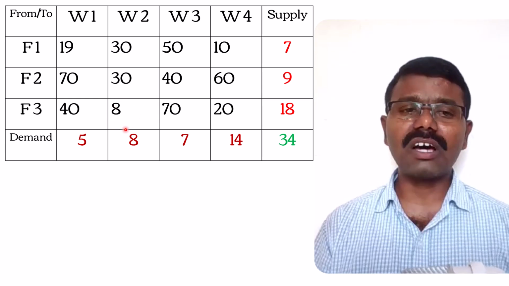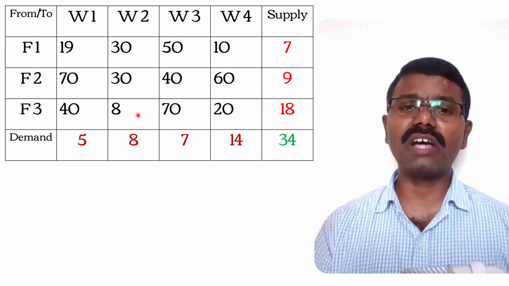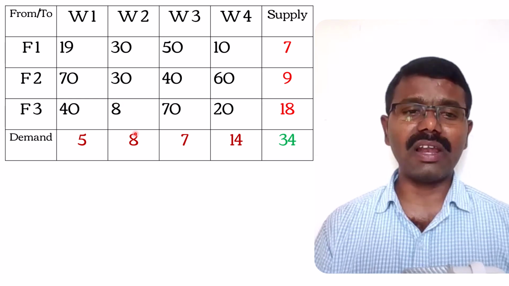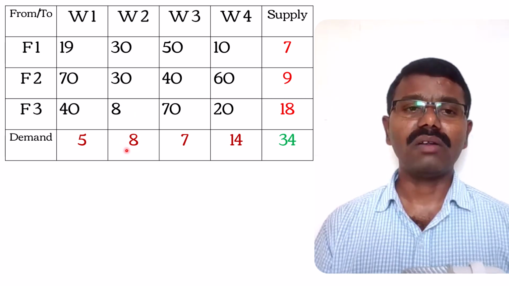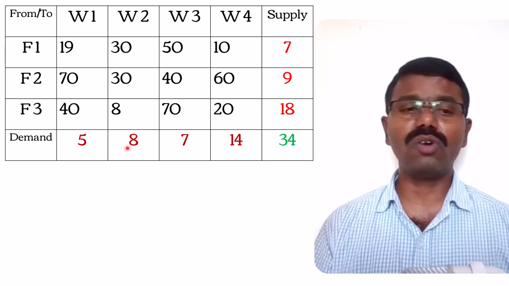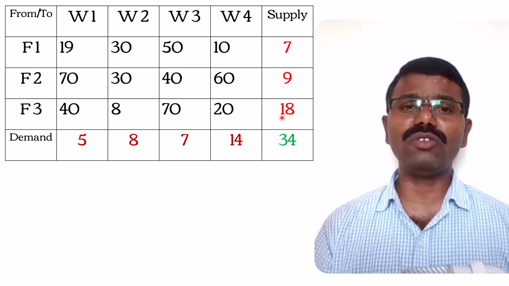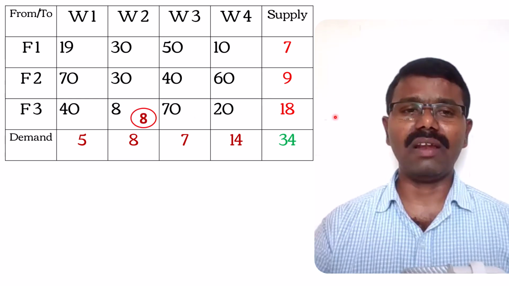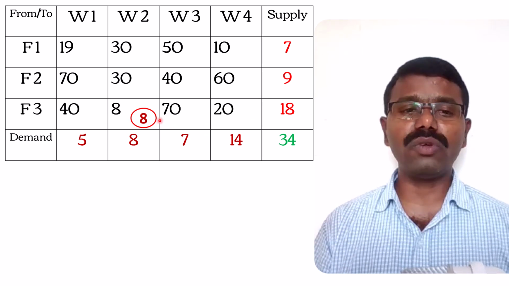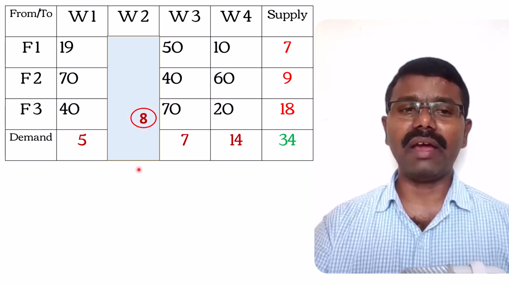To this least cost cell, we need to allocate the units as much as possible. So this cell has a demand of 8 units. That means warehouse 2 requires 8 units. So we can allocate a maximum of 8 units to this cell. But the supply of 18 units is available. So first allocate 8 units to this cell. Once after allocating 8 units, warehouse 2 has met its demand. So you cancel this warehouse 2 as it has already met the demand.